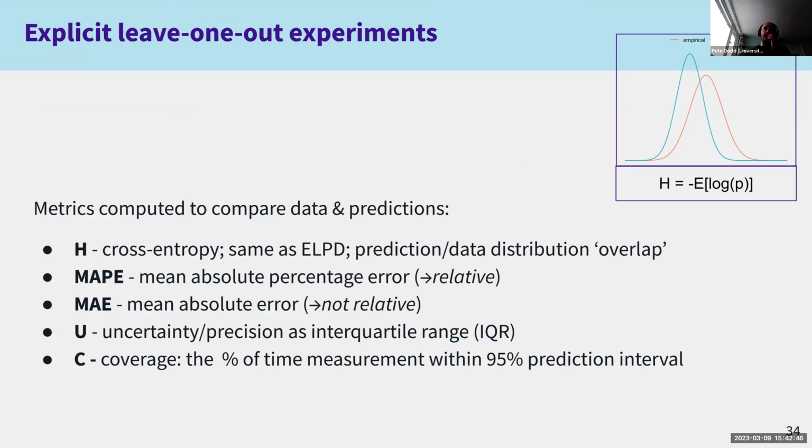When we did the explicit leave one out experiments, which are more expensive, there are a number of metrics that we were using to evaluate fit. One is basically the overlap between the empirical distribution associated with the data, so you're looking at the data likelihood, and the posterior prediction. So how much did those overlap? In some sense, that's a particularly good metric.